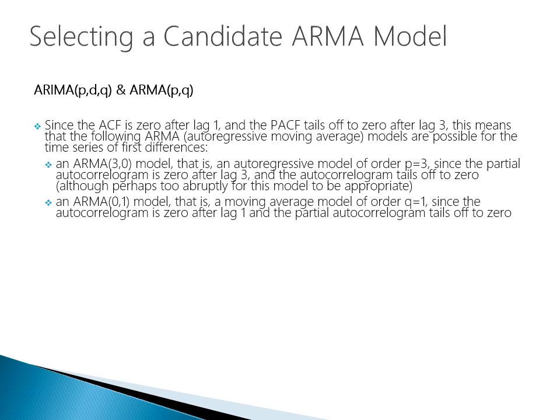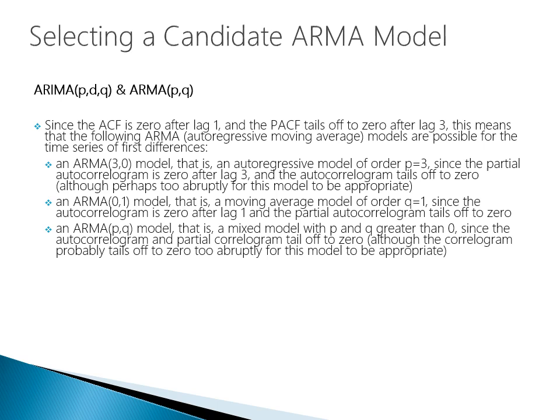You can use an ARIMA(0,1) model, that is, a moving average model of order q equals 1, since the autocorrelogram is 0 after lag 1, and the partial autocorrelogram tails off to 0. And finally, we can use an ARIMA(p,q) model, that is a mixed model with p and q greater than 0, since the autocorrelogram and partial correlogram tail off to 0, although the correlogram probably tails off to 0 too abruptly for this model to be appropriate.